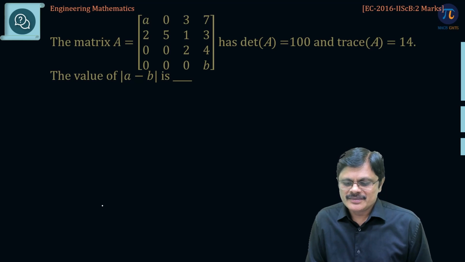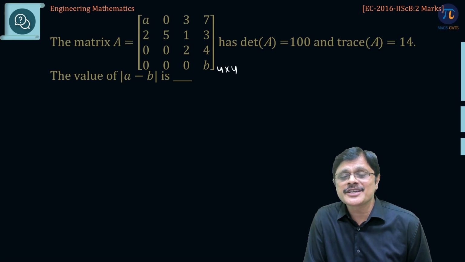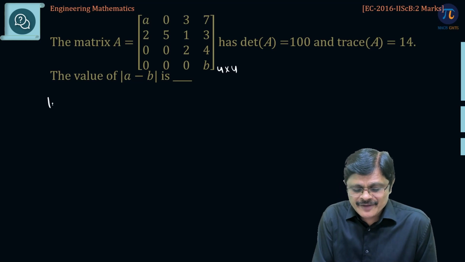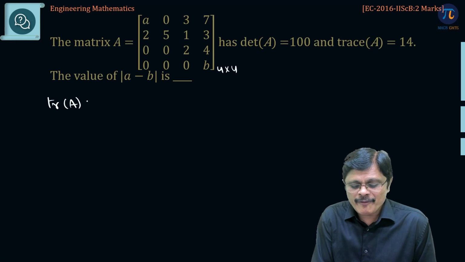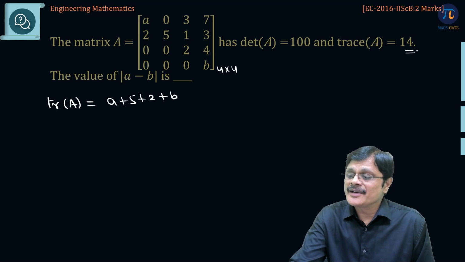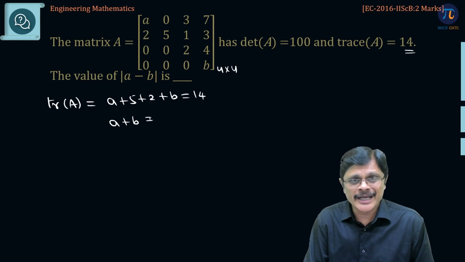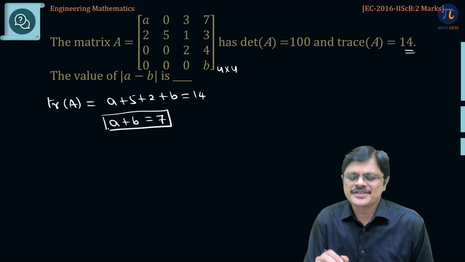Next problem. Again a 4 by 4 matrix is given. He says determinant of this matrix is 100. What is the trace of the matrix, my dear friends? It is the sum of main diagonal elements, that is, A plus 5 plus 2 plus B. And he has given that trace is equal to 14. Meaning A plus B plus 7 is equal to 14. Therefore, A plus B is equal to 14 minus 7, that is 7. So you got one relation.